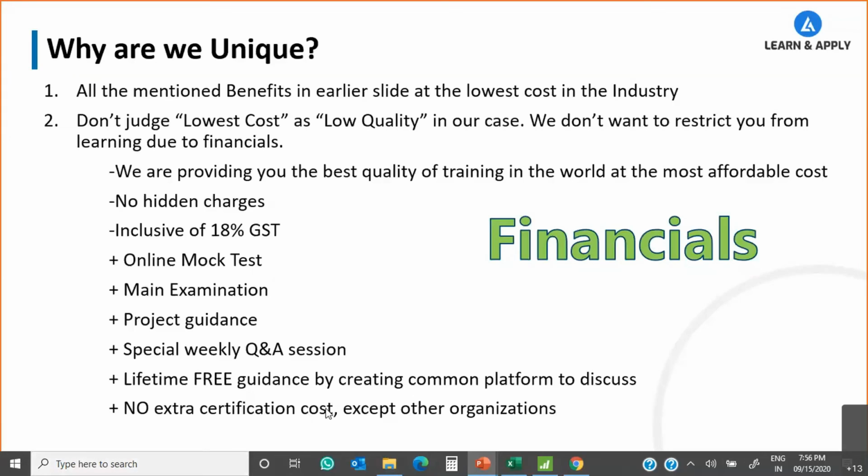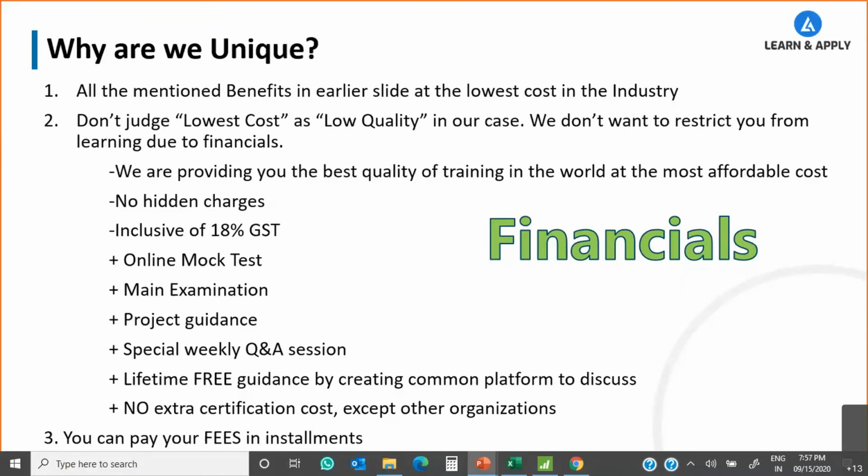No extra certification cost except for other organizations. So if you want to go for ASQ or ISSC, we can provide 100% support, but the certification fee you have to pay. We cannot support that because the certification fee itself is 30,000, 35,000, 40,000 like that. And you can also pay the fees in installments.